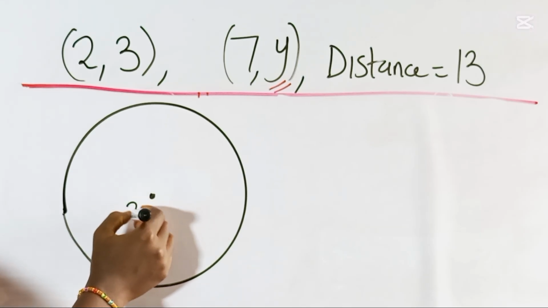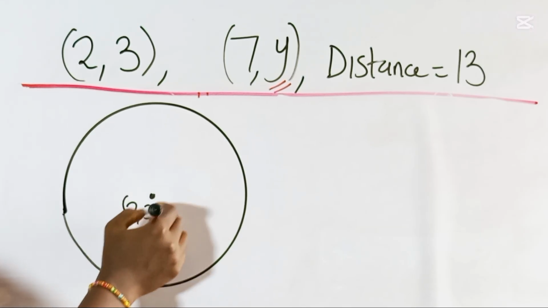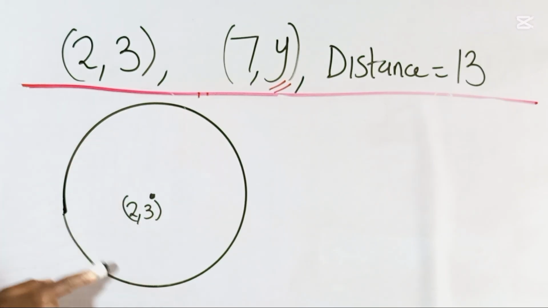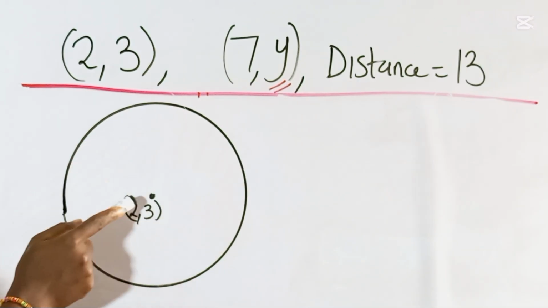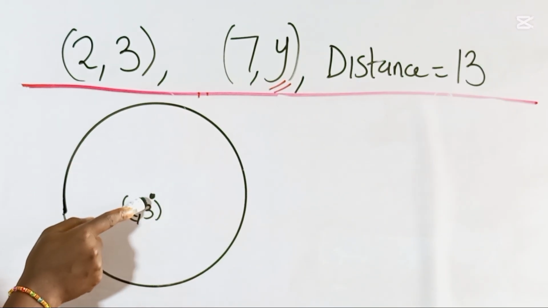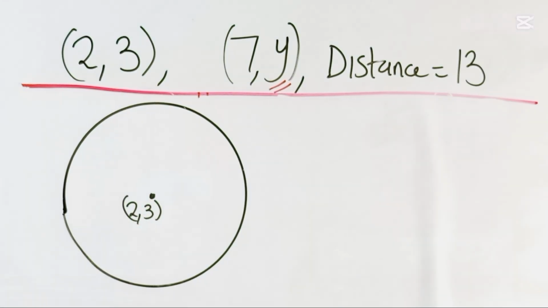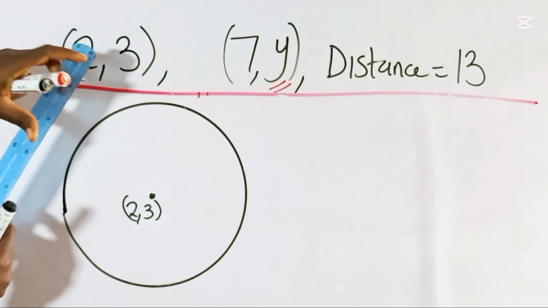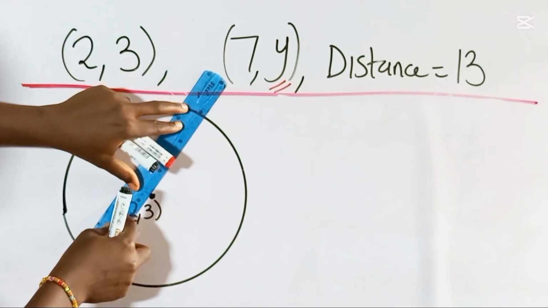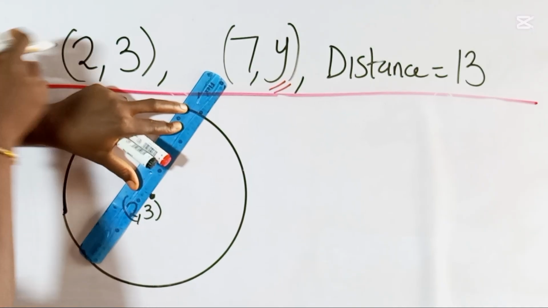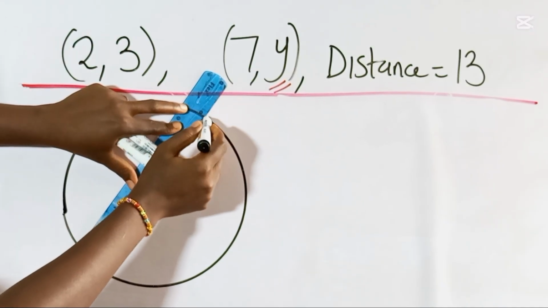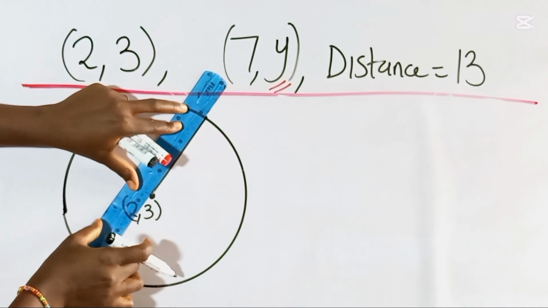And point 2 and 3 is fixed. And every point we are looking for is 13 units away from this point. So the distance is given to us as 13. So let's say we have this point 13 units away.